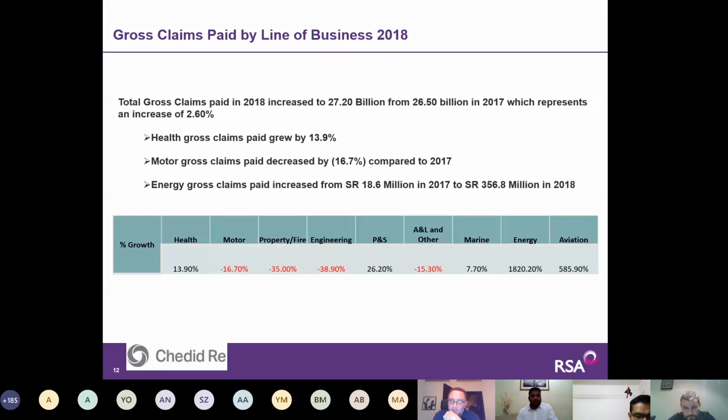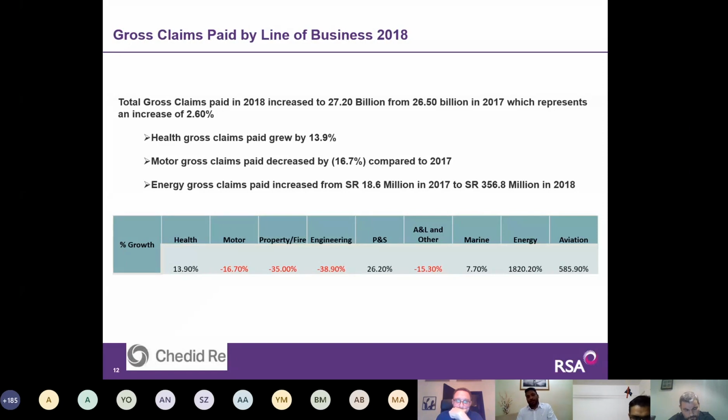as you can see, there is a decrease in the claims compared to the previous year, that is minus 16.7%. Property as well, there is a decrease of 35%, engineering 38.9%. Protection and savings, you can see that there is a change of around 26.2% in gross claims paid compared to 2017. Accident and liability and other lines, which is decreased by 15.3%.